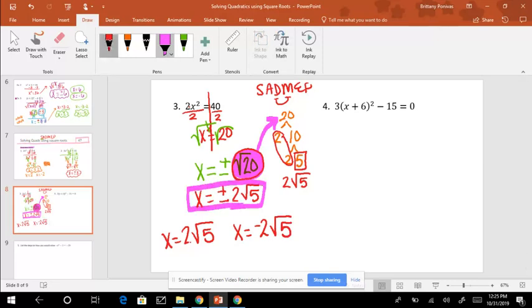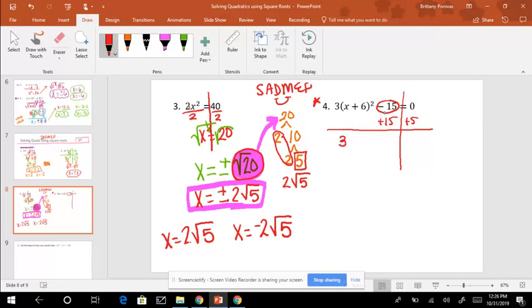Number 4, put a star next to it. This again is a vertex form, so it's going to be a little bit different when it comes to solving at the end. Backwards of the order of operations, SADMAP. We are going to deal with any adding or subtracting. We've got this minus 15 that we have to get rid of. So we're going to add 15 on both sides.